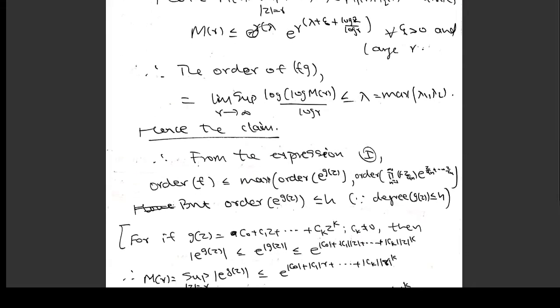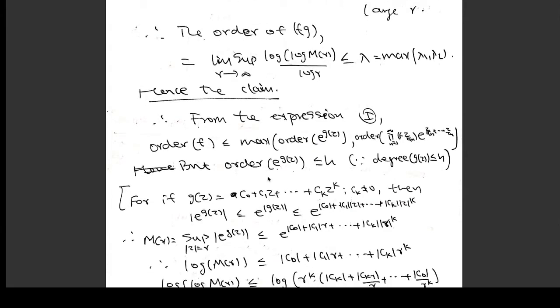So that is something we will use, because your f has a representation in a product form. So we will see that the order of f cannot exceed the maximum of the orders of the quantity e raised to g(z) and that product. But what about e raised to g(z)? g(z) is a polynomial of degree less than or equal to h. So the order of e raised to g(z) will be bounded by h.